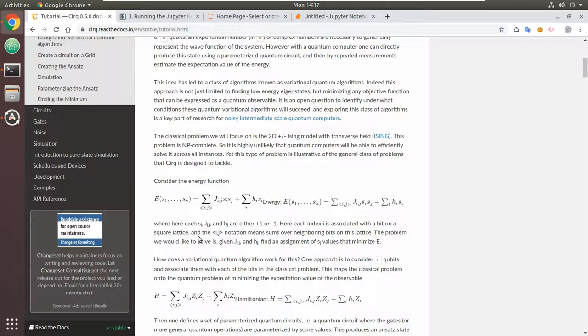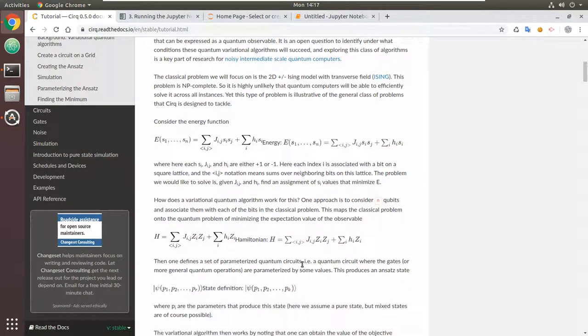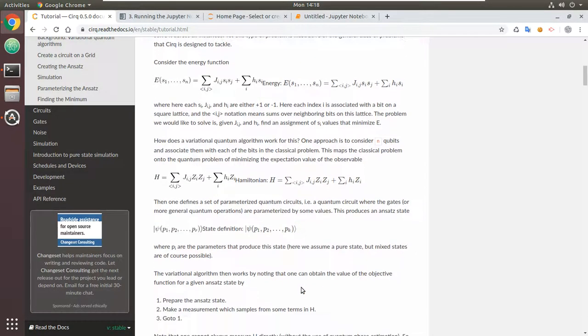How does a variational quantum algorithm work for this? One approach is to consider n qubits and associate them with each of the bits in the classical problem. This maps the classical problem into the quantum problem of minimizing the expectation value of the observable. Then one defines a set of parameterized quantum circuits, where the gates or more general quantum operations are parameterized by some value. This produces an ansatz state where pi are the parameters that produce the state. Here we assume a pure state, but mixed states are of course possible.